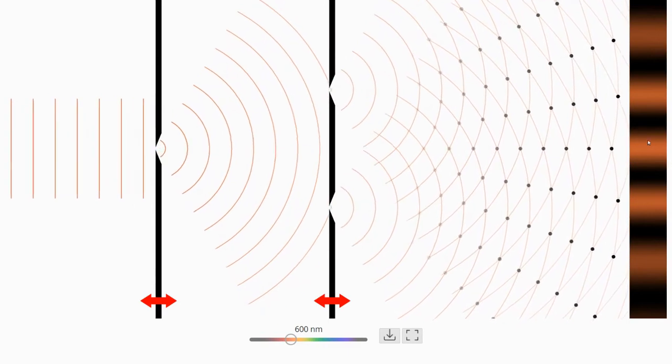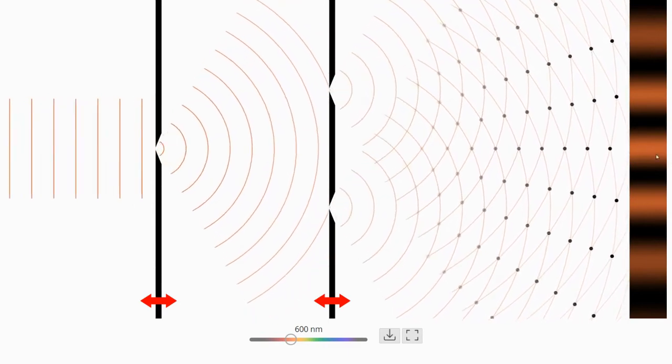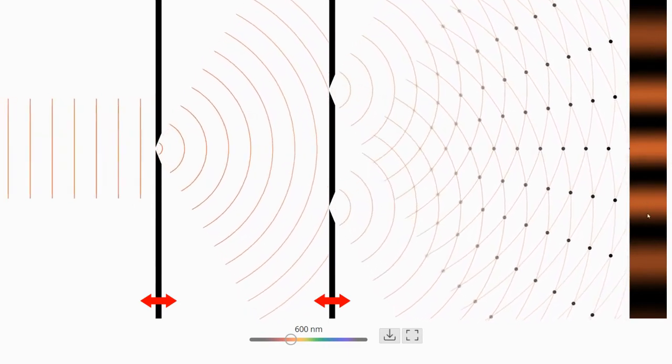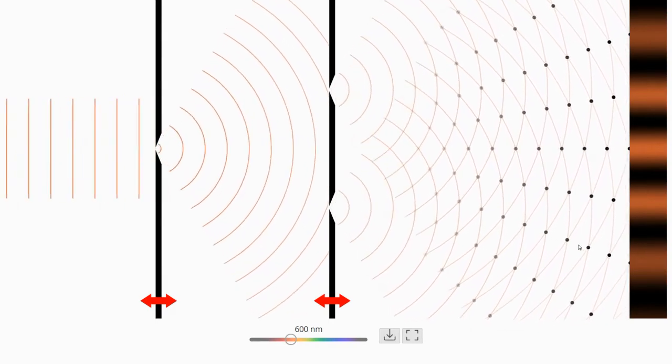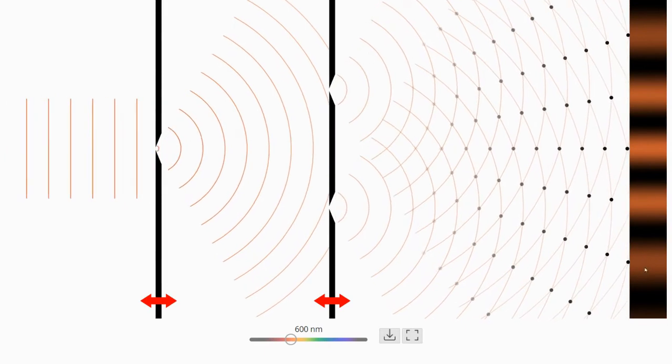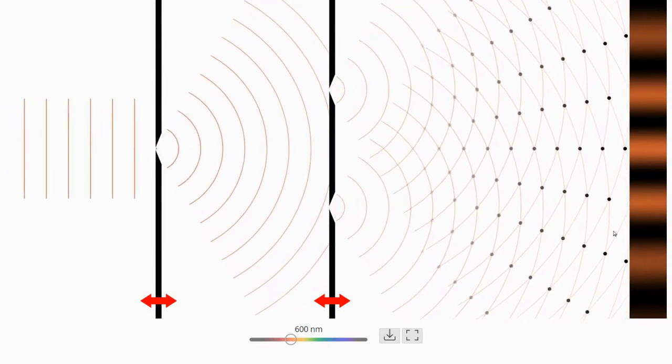So here's where you have this central maximum, this bright spot, and then a dark spot, and then bright, and then dark, and then bright. And you can see how these constructive interference points give you bright spots, and these destructive points give you dark spots.